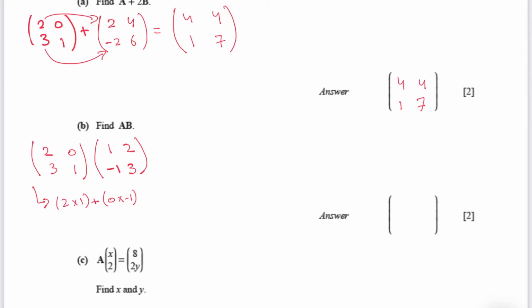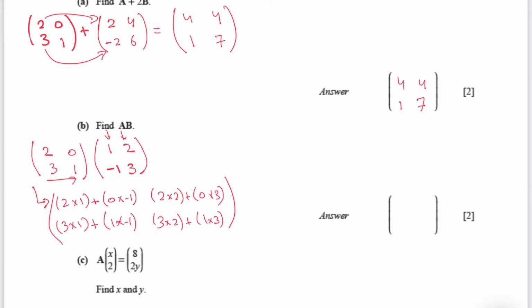And then we multiply 2 and, sorry, you don't multiply 2 and 1, you multiply 2 and 2. So you multiply 2 and 2 and add this to 0 times 3. Then you multiply this row with both of these columns. So you multiply 3 and 1 and you add this to 1 times negative 1. And then you multiply 3 and 2 and add this to 1 times 3.